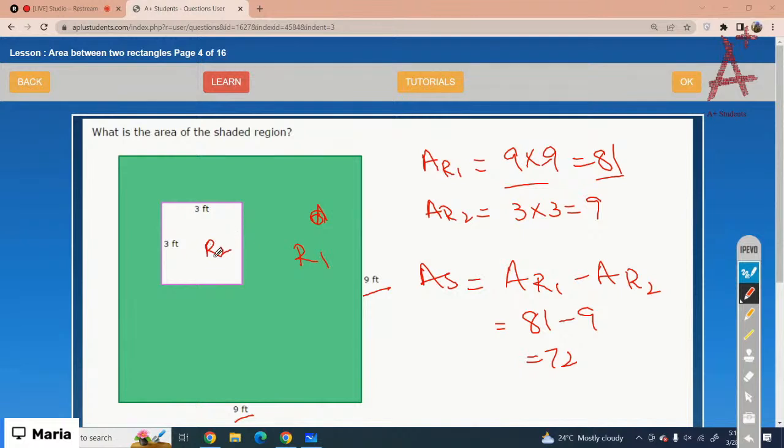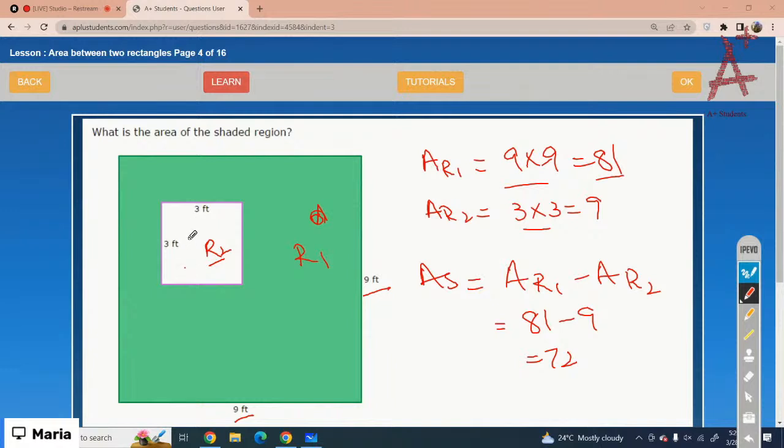Okay, for the smaller one, you have to calculate the area of the smaller. It would be 3 times 3. 3 times 3 is 9. Got it? Now you don't need the area of the white shape inside the green one. So subtract the area of the white shape out of the greater one. The greater one has the area 81 and the smaller one has the area 9. So 81 minus 9 is 72.